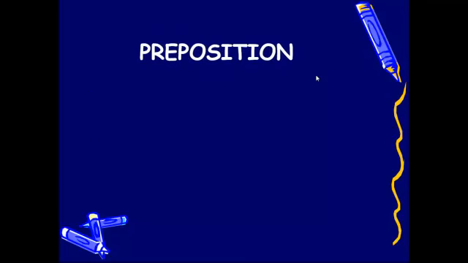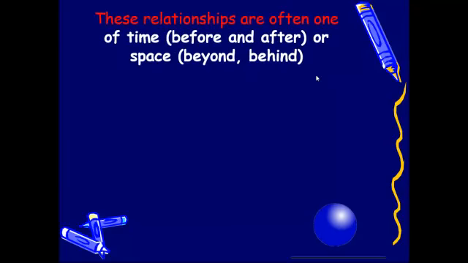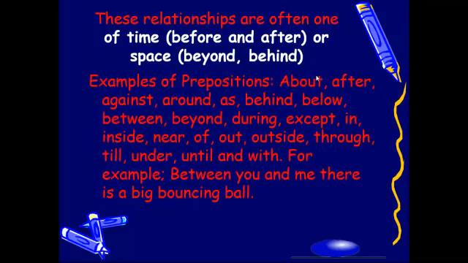Let us now look at preposition, another part of speech. A preposition relates the noun or pronoun that appears with it to another word in the sentence. Prepositions show the relationship between the person, place, thing, or idea and another word in the sentence. These relationships are often one of time, that is, before and after, or space, that is, beyond or behind.